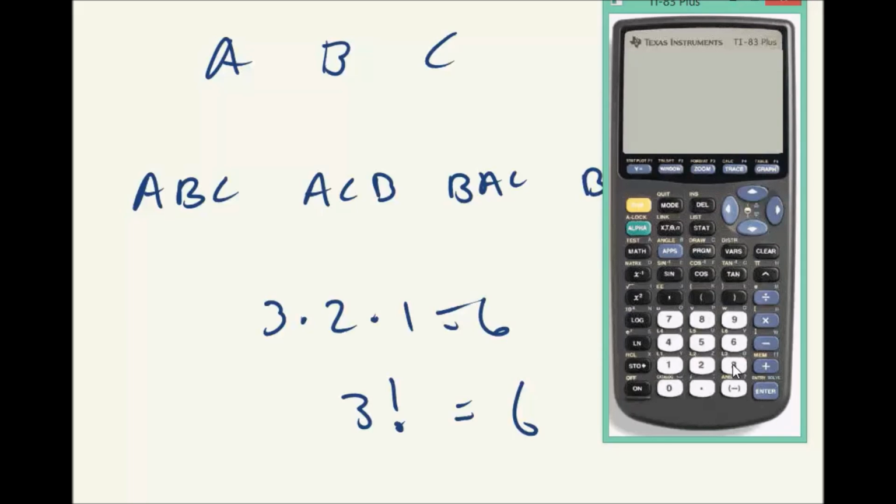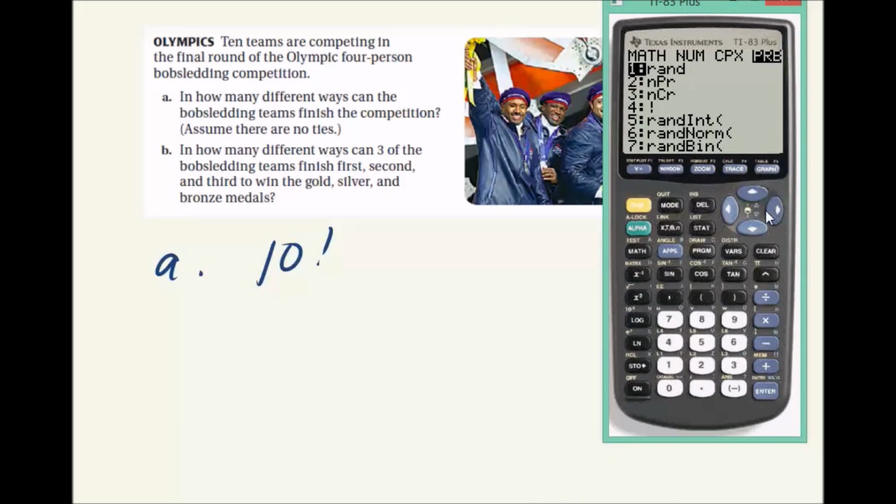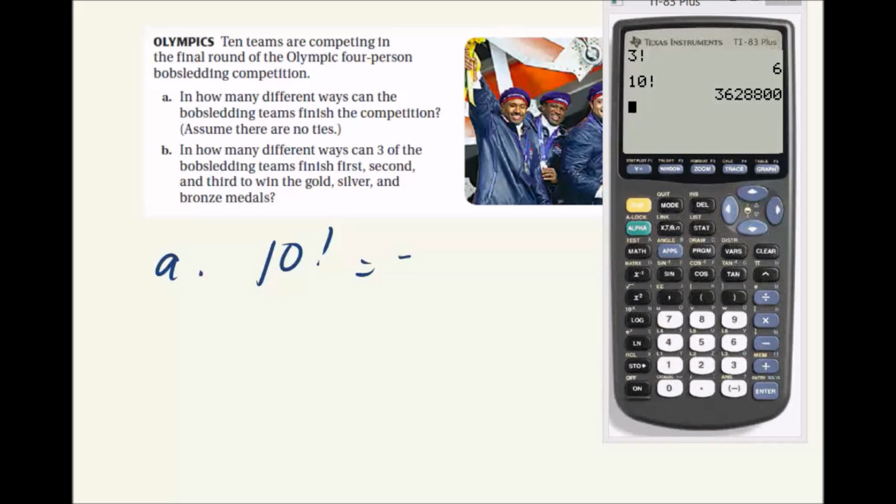And in the calculator, you can find it by pressing 3 and hitting math, going over to probability, and choosing factorial. And then it'll say 3 factorial equals 6. So like we said, factorial is useful if we want to know what order things come in, when order is important. It says 10 teams are competing in the final round, the Olympic 4-person bobsledding competition. How many different ways can the bobsledding teams finish the competition? So in how many ways can they get 1st through 10th place? If there are 10 teams, the answer for A will be 10 factorial, which is 10 times 9 times 8 times 7 times 6, and so on. Of course, on the calculator, we just hit 10, math, probability, factorial, and we get 3,628,800 different ways that these teams can line up.